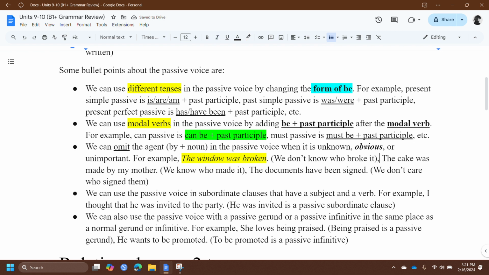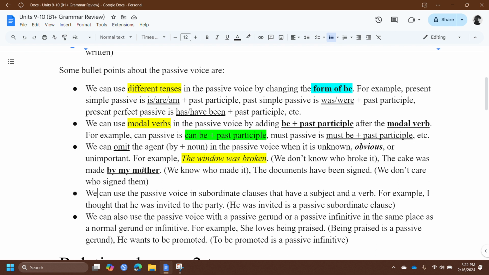Okay. So, as this example also shows, the cake was made by my mother. We know who made it. So, if you just remove by my mother, many people would still get the gist. Or the documents have been signed. We don't care who signed them. Or even if we do care, maybe we know who signed them. It's just obvious, of course. Let's say the CEO of that company signed it, so we don't have to mention it.